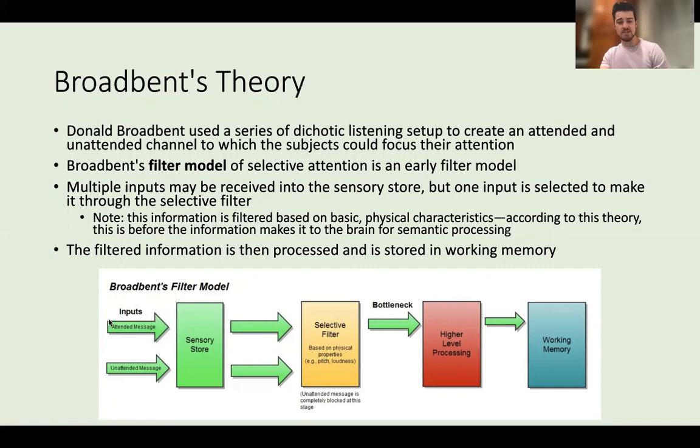So we have the attended message going into that left ear that we're listening to. We have the unattended message going into the other ear that we are not consciously listening to. That immediately enters the sensory store, and then it goes through this selective filter, based on physical properties like pitch or loudness. And then that bottleneck is what's actually coming out of the selective filter. So this should be information from the attended channel that makes it through the selective filter to higher level processing, where we can make sense of what the sound actually is, and then we can put it in our working memory to utilize it.